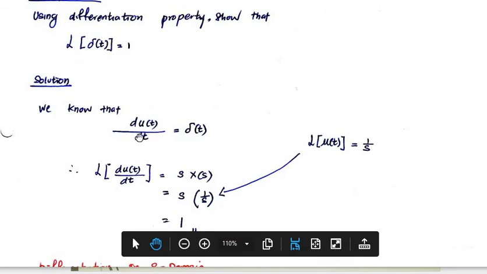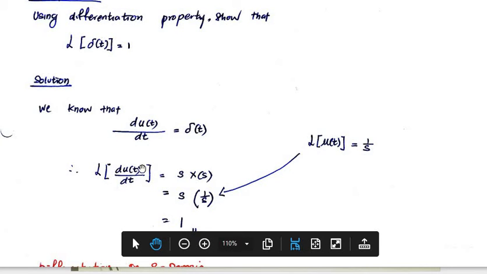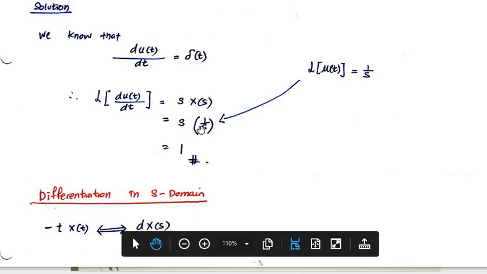So we know that the differentiation of u(t) gives you delta(t). The Laplace transform of u(t) is 1 over s. So the Laplace transform of du(t)/dt is equal to sX(s), from the formula. And X(s) here refers to u(t), because we differentiate u(t) to get delta(t). The Laplace transform of u(t) is 1 over s. So you multiply by 1 over s, and you cancel out, you get 1.